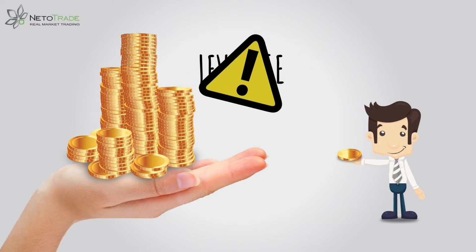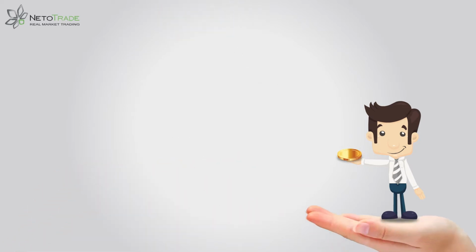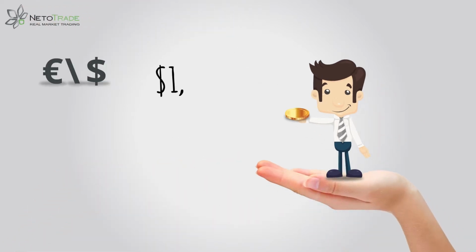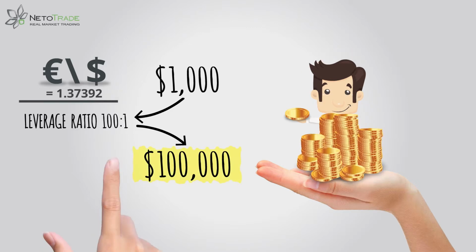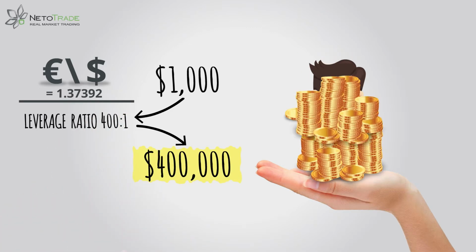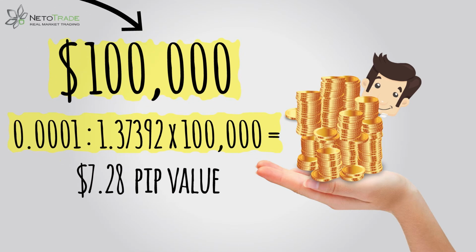Remember, using leverage is risky. It can significantly increase your profits, but also your losses. To see how it works, let's look at two possible scenarios. Say you invest $1,000 in a Euro-US dollar position. With a leverage of 100 to 1, the value of your position is $100,000, but at 400 to 1, it's $400,000. Profit and loss is based on the pip value when you opened your position.